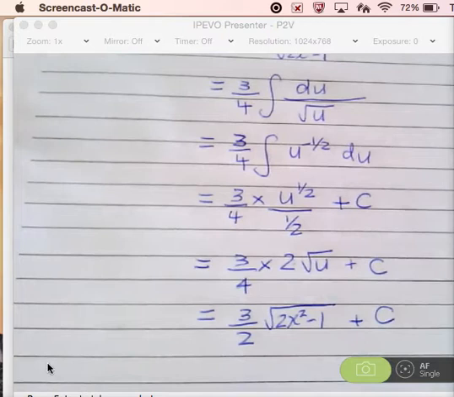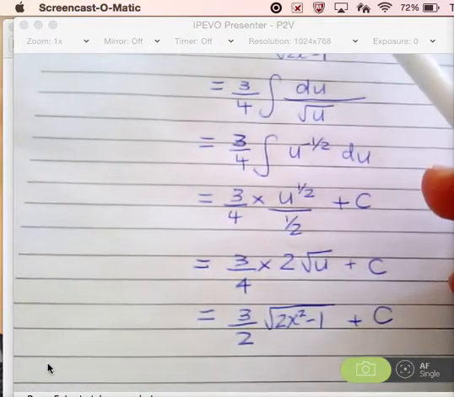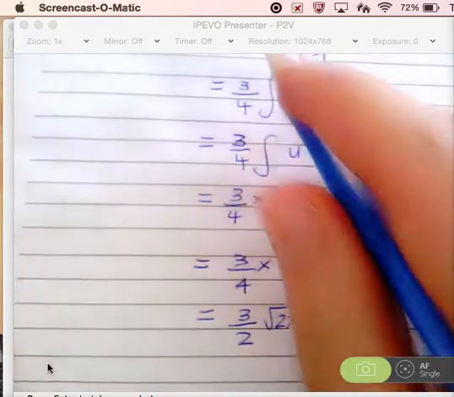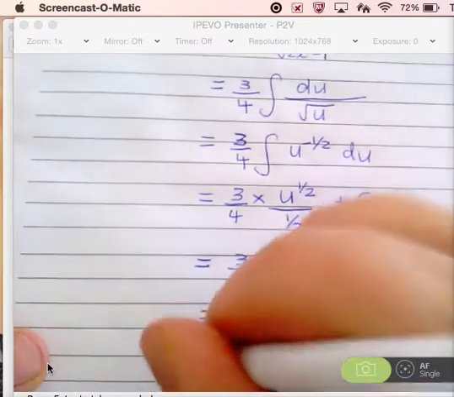Would it still work if we make dx the subject? Yeah, but you're going to have to do extra work if you make dx the subject. You'll get dx is du on 4x. Oh yeah, and then you just cancel the x's. That's actually not a bad way to do it. All right, alternative method.